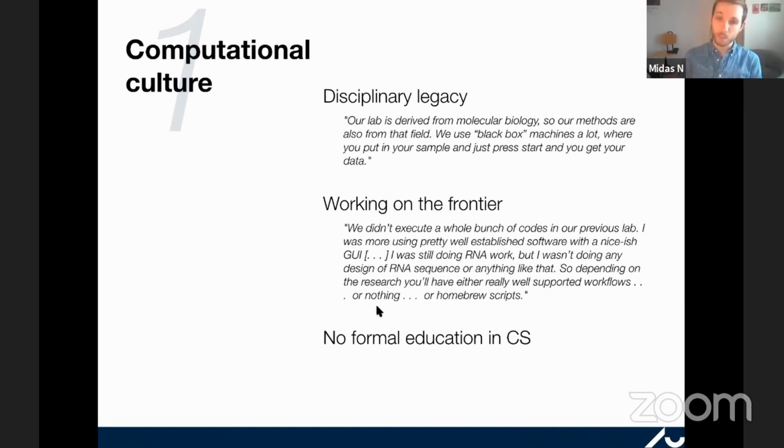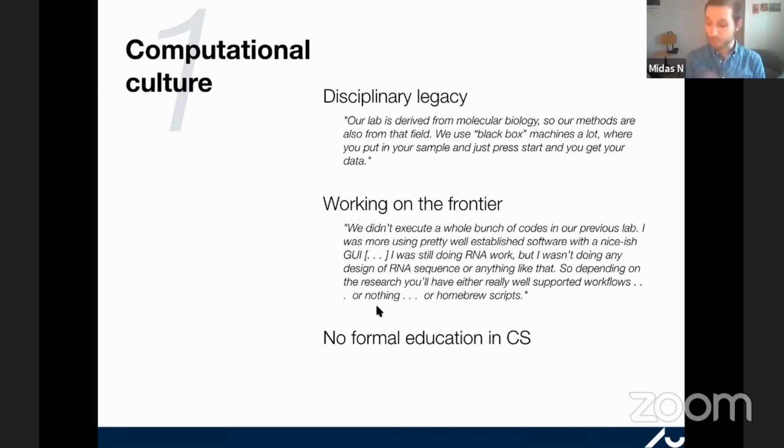So as one of the participants said, it's derived from molecular biology, so their methods are black box machines, right? They don't really have a tendency to build their own tools the way that physicists might do. And that is fine if you're working in an established part of the science, but because this particular group was working on the frontier, it meant that there were no machines that other people had built for them, right? So they basically had to invent the methods as they were trying to gather the new knowledge as well.